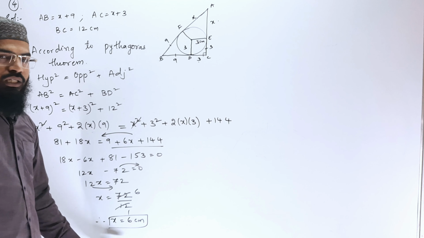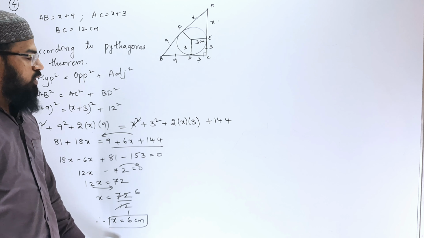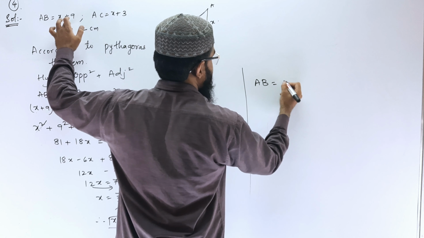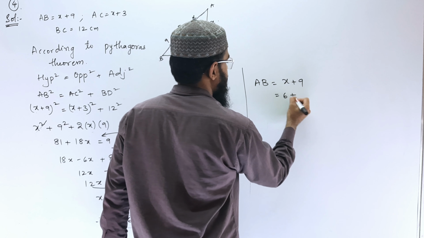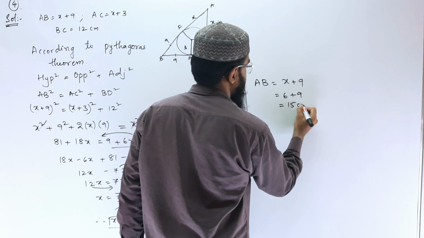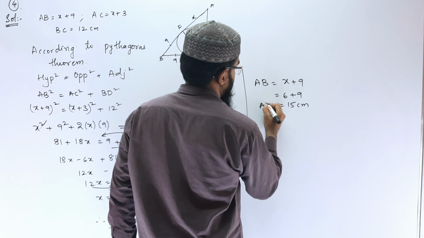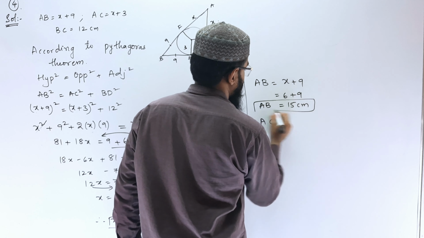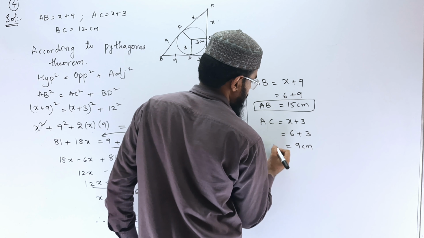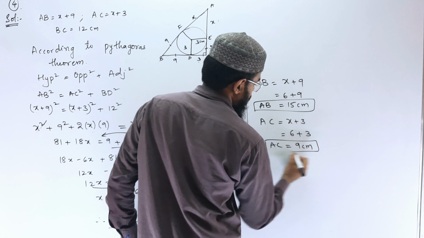We have got directly x is equals to 6 centimeter. Now we have to find AB. So AB is x plus 9, x is 6 plus 9, 6 plus 9 is 15 centimeter. Next is AC. AC is equals to x plus 3. x is 6 plus 3. 6 plus 3 is 9 centimeter. AC is equals to 9 centimeter.